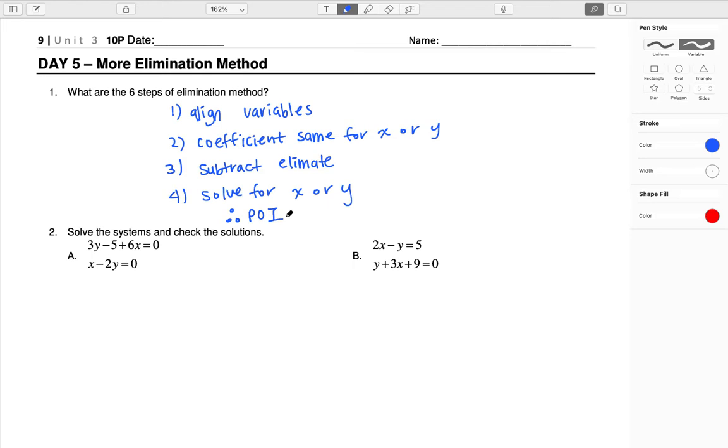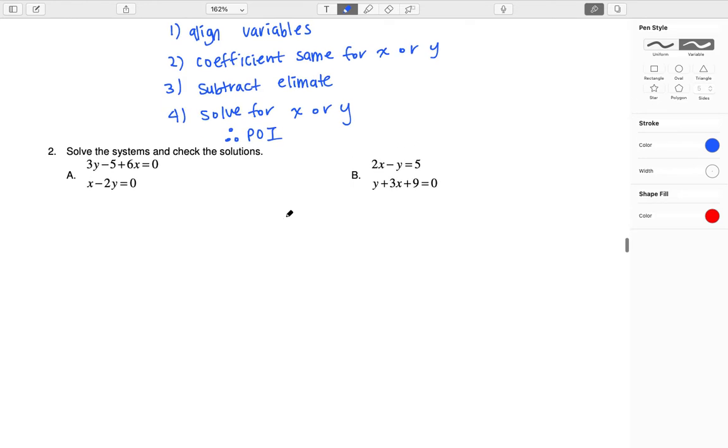So let's try letter B, number 2B. So in this case, they're not aligned, okay? So we have equation 1 and 2. So I'm going to align them in x, y, and a number. So it's 2x minus y equals 5. So I want x to be at the front, so 3x plus y, but I'm going to move positive 9 to the right side, so it becomes negative 9.